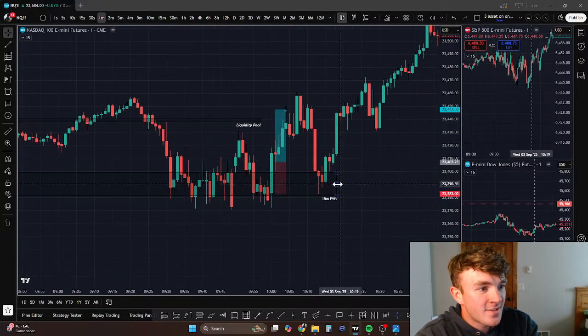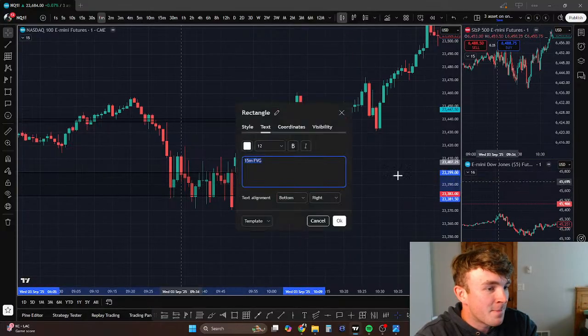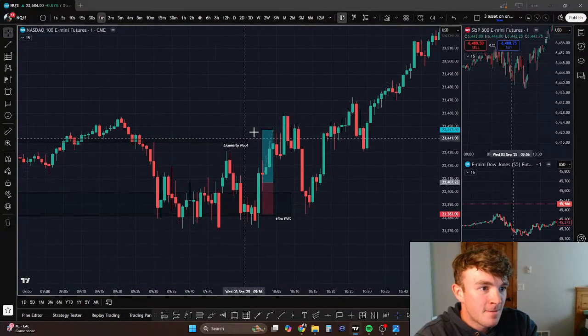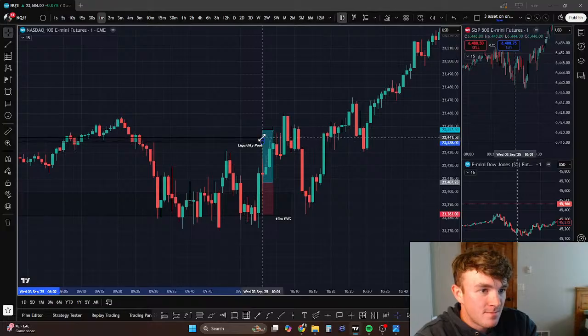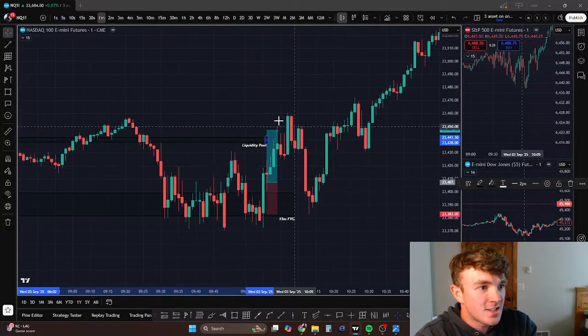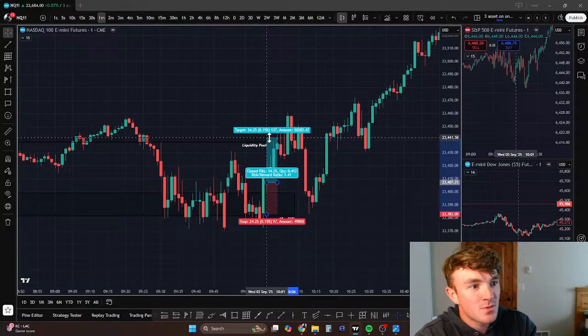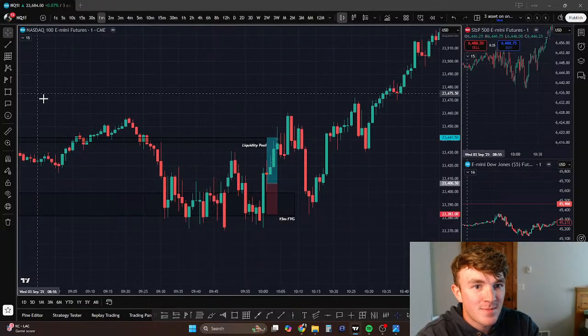1 minute change state delivery off this 15-minute gap here. This one's a good 1-to-1 trade. I'm not even gonna lie, it's just a simple 1-to-1. I probably enter on a little bit of a retest.